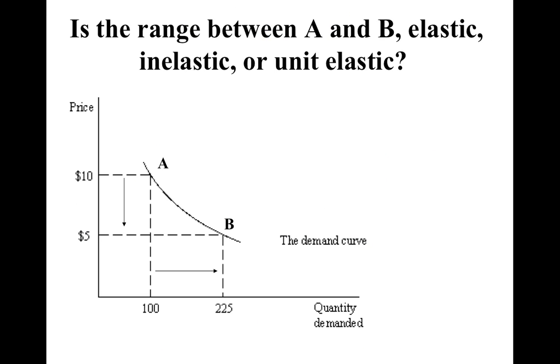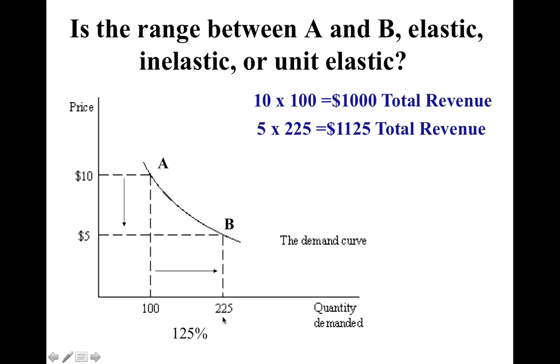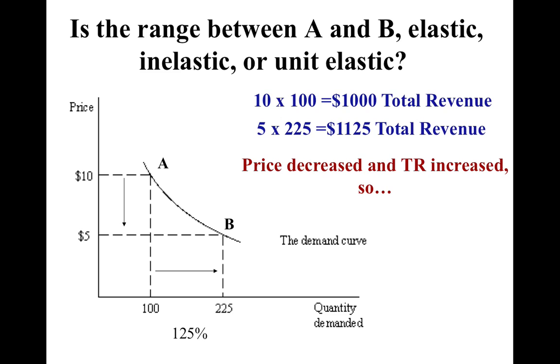So this is an example here of where we can use the total revenue test. If we start at point A and we move the price from 10 down to 5, so your price hand moves downward, and we move to point B. The total revenue at point A is the price 10 times the quantity demanded, so that would be 1,000. And the total revenue at point B is the price 5 times quantity demanded, which would be 1,125. So total revenue goes up. As price goes down, total revenue goes up. So you should find that by the total revenue test, demand is elastic.